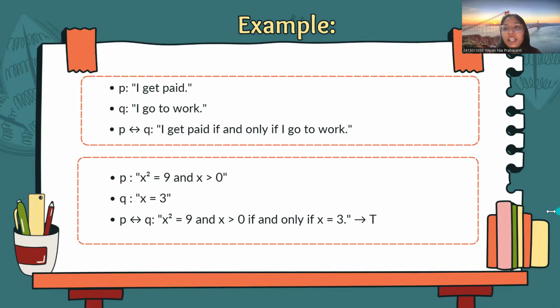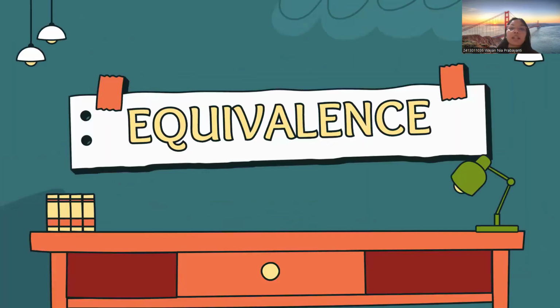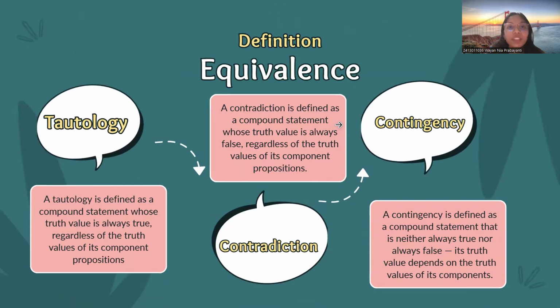Okay, let's move to the next topic. The next topic is equivalence. Have any of you heard about equivalence? Maybe you have heard about that. So in equivalence, we have three main topics: tautology, contradiction, and contingency.